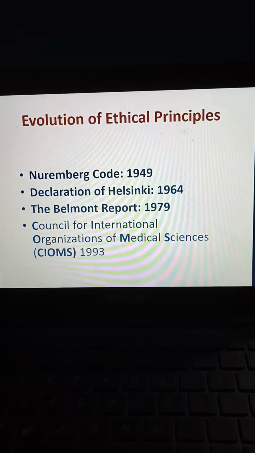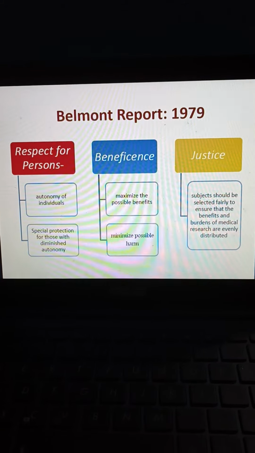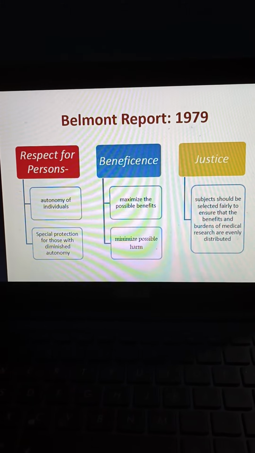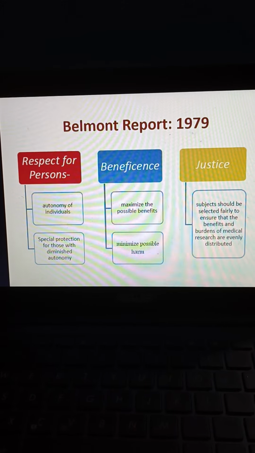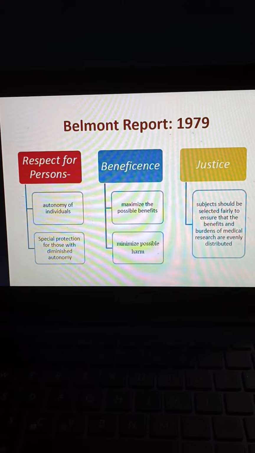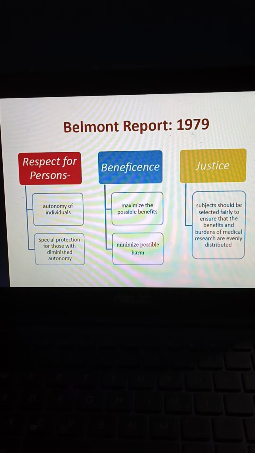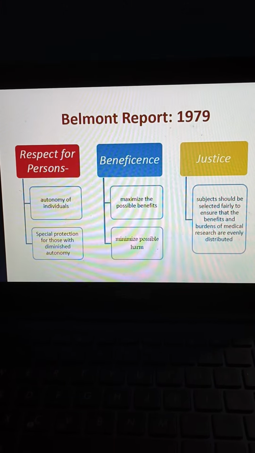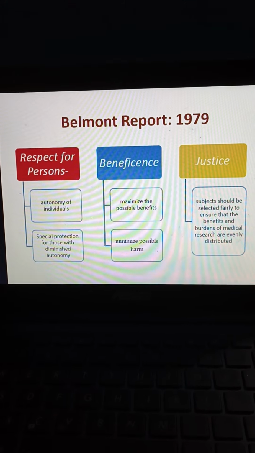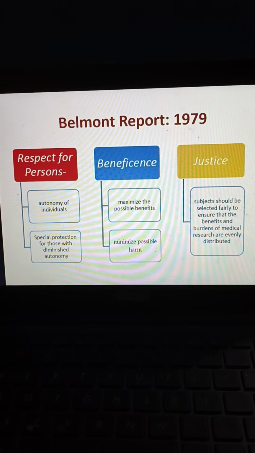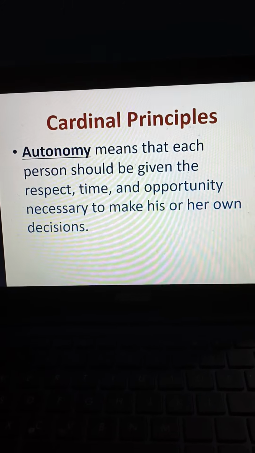Then coming to the Belmont Report 1979: respect for persons, that is autonomy of individuals, special protection for those with diminished autonomy; beneficence, maximize the possible benefits, minimize possible harm; justice, subjects should be selected fairly to ensure that the benefits and burdens of medical research are evenly distributed.